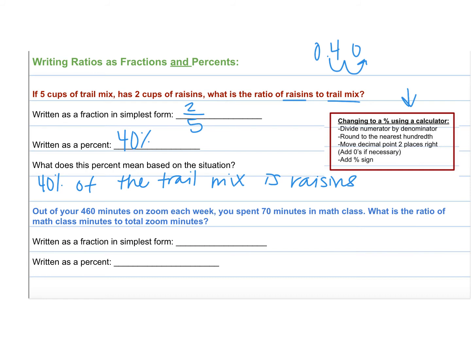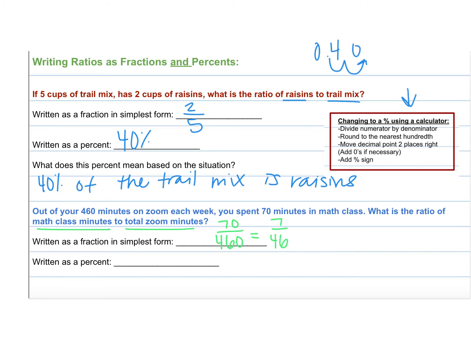Okay. So another one, we've got out of your 460 minutes on Zoom, this we were using for last year's information, 460 minutes on Zoom each week, you spent 70 minutes in math class. What is the ratio of math class minutes to total Zoom minutes? So as a fraction in simplest form, since math class is first, that's our numerator, which is 70 over 460. We're going to simplify, can both be divided by 10, which would be 7 over 46, and I think that's then in simplest form.